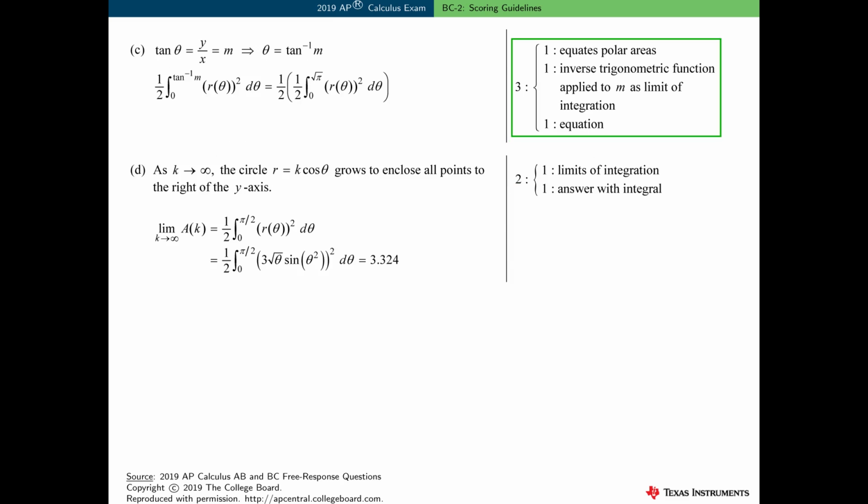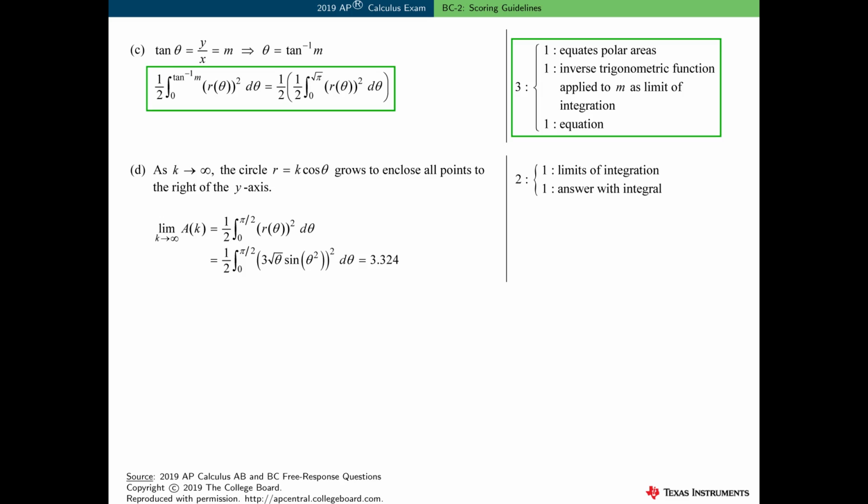Part C was worth 3 points, and it's a little tricky to isolate these points on the scoring standard. The first point was for writing an expression that equates two polar areas. Now this means we must see a structurally correct equation involving at least one polar area integral. And structurally correct means that the student has conveyed a polar integral equal to 1/2 the area found in Part A.